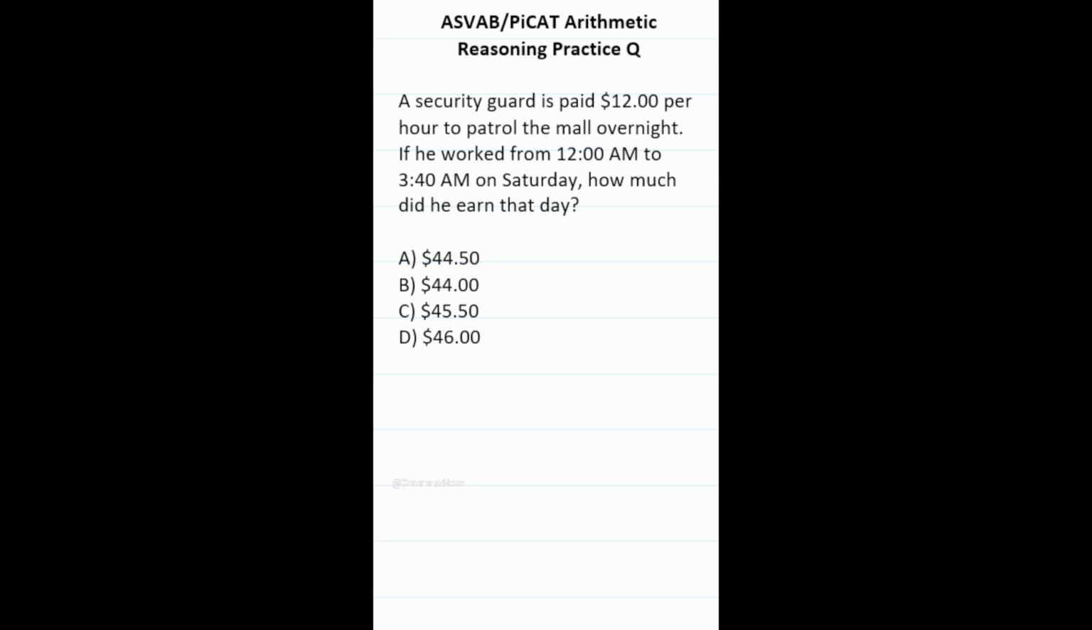For this ASVAB PiCAT arithmetic reasoning practice test question, we know our security guard worked for 3 hours and 40 minutes out of 60 minutes. We can reduce this by crossing out these corresponding zeros, then dividing by a common factor of 2 to reduce this to 3 hours and 2/3 of an hour. Now we got to multiply 3 hours and 2/3 of an hour by his hourly rate of $12 per hour.